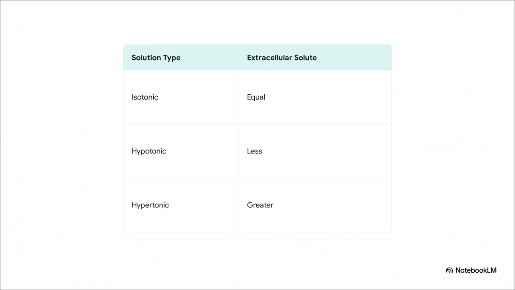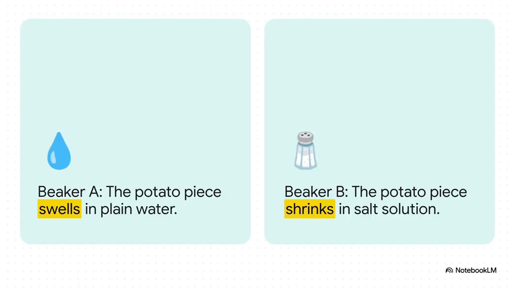Because those protein gatekeepers we mentioned are super picky about what solutes can pass through, the cell membrane is constantly trying to balance the scales by moving water instead. Okay, let's look at the actual results of our potato experiment. In beaker A, that plain water is a hypotonic solution. Because the potato's internal solute concentration is way higher than the plain water surrounding it, water aggressively rushes into the potato cells through the membrane to try and balance things out. The result? The potato piece physically swells up and actually gains weight.